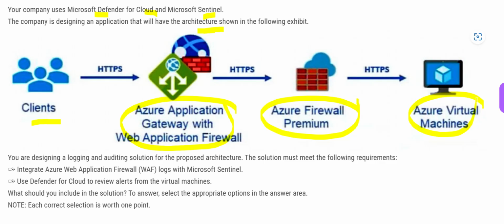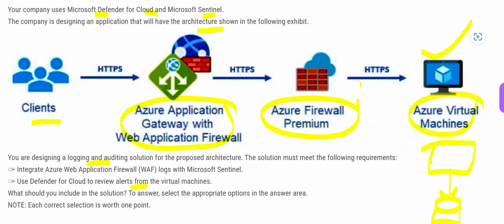We are supposed to design a logging and auditing solution for this architecture, and the solution should meet the following things. Integrate WAF logs with Sentinel. So that means Microsoft Sentinel should talk to your logs. The second requirement: use Defender for Cloud to review alerts from the virtual machine. If this virtual machine is alerting something, leave it to Defender for Cloud. It will review.